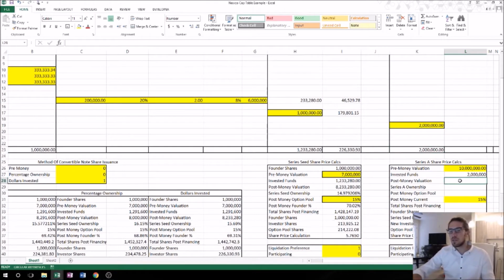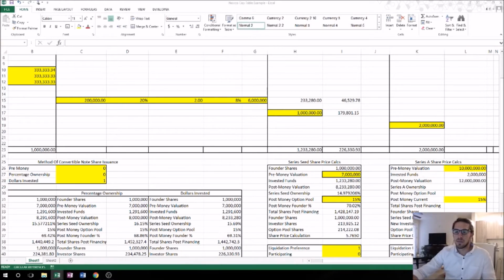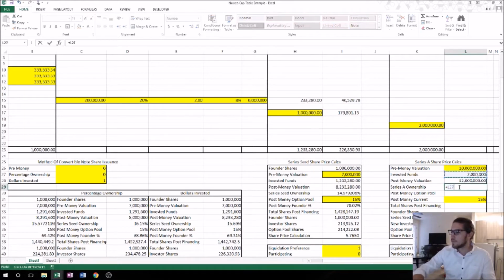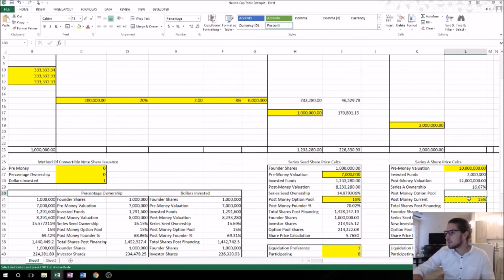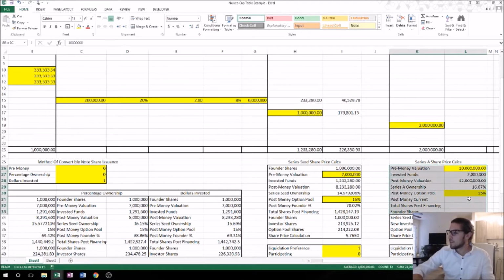So the post-money valuation is the 10 million plus the 2 million. And that means the Series A ownership is going to be the 2 million divided by the 12 million. So that's 17%, just putting it out there in percentage. It's actually a little less, 16.667. Okay, and the post-money option pool, and this is something that I did wrong here. I didn't move my cell, but I moved it right there.